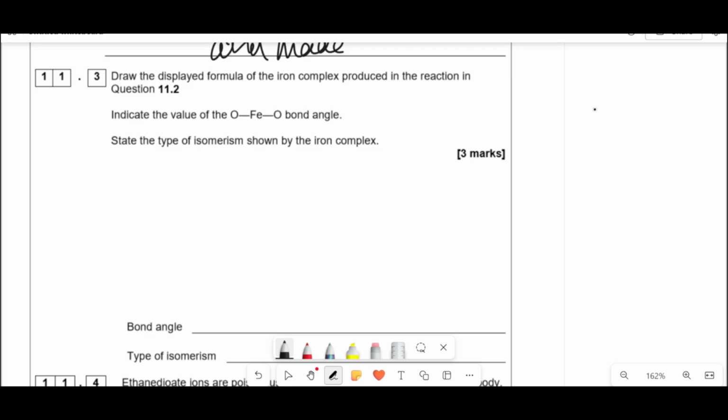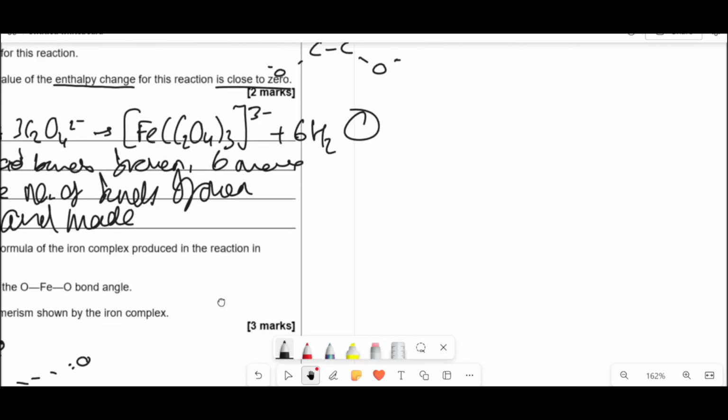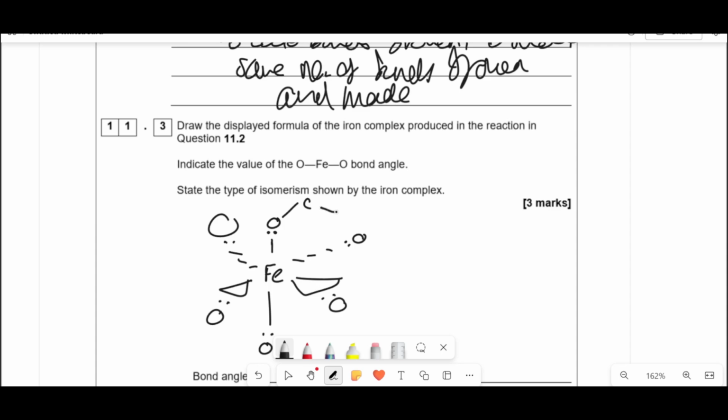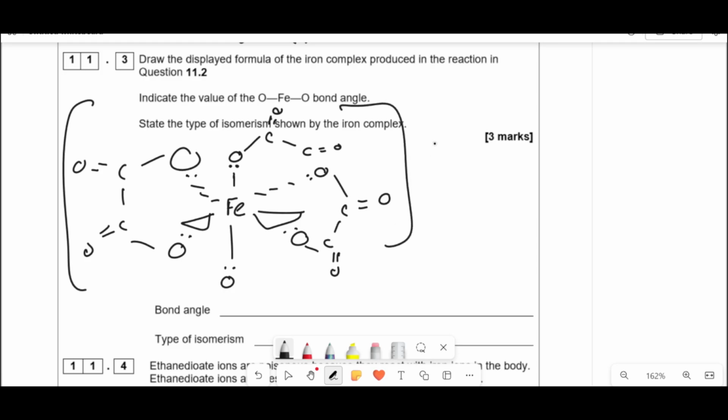So it says draw the displayed formula of this complex formed in this reaction, indicate the shape of this, and then state the type of isomerism. So here what we do is we start by drawing a central metal ion, you draw your dashes and your wedges like that, and then you add it ligand by ligand. So start by doing the lone pairs for everything. So add the lone pairs on the exact atom that they belong to like this, because it makes your life a lot easier. Then we're looking at C2O4, which is this, right? All you do is you just stick the other bits on like that. So then there's a C, double bond O, and then we've got a C to a C like this, double bond O, and then a C to, I hope you will do it a bit tidier than this, obviously, but double bond O, add the square brackets, 3 minus, there you go.